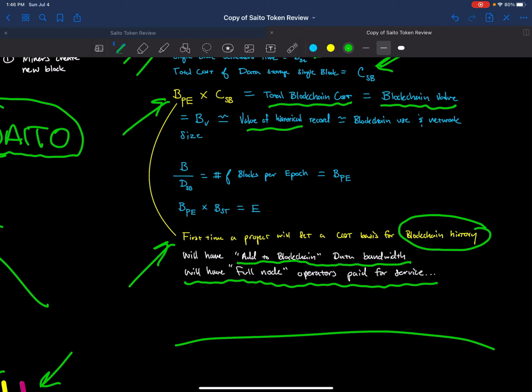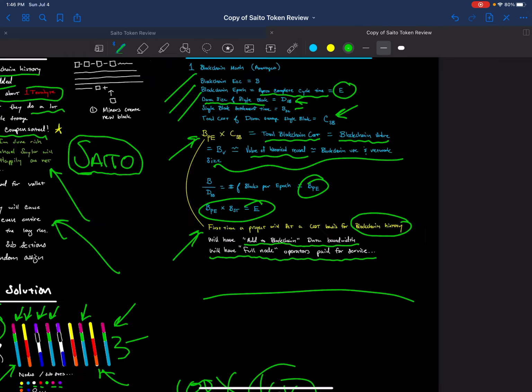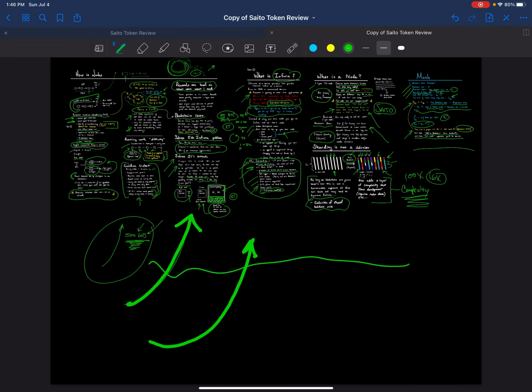So it'll give you a value of the historical record versus the blockchain size, if we have blocks per epoch, et cetera. So that's just some of the basic math there.